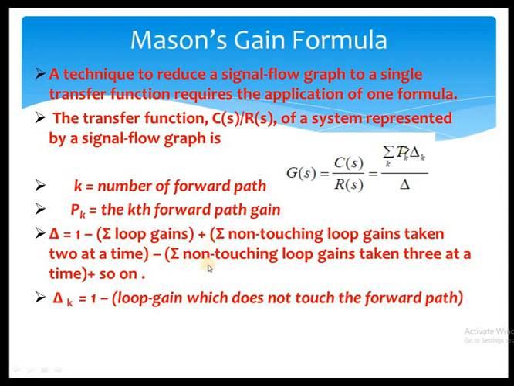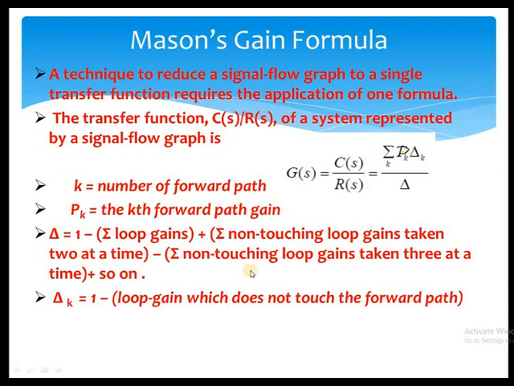Okay. And the next one is the sum of non-touching loop gains taken 3 at a time. That is 3 non-touching loop combinations you have to verify, and you have to add all the gain values. How many combinations are possible, and you have to add all the values, and plus so on.